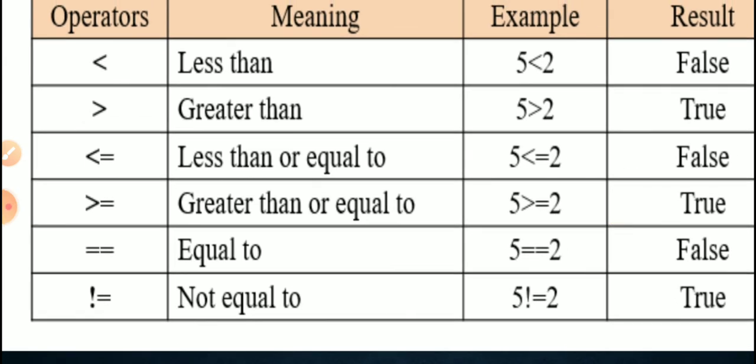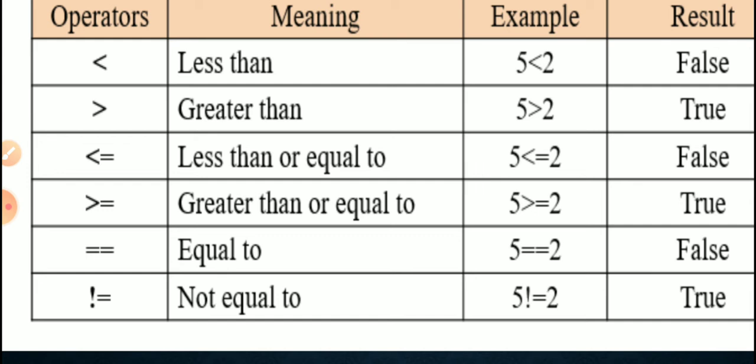Lesser than, 5 lesser than 2. 5 is lesser than 2 is the example given here. But actually 5 is not lesser than 2. It is greater than 2. So the result will be false. Next, greater than operator. 5 greater than 2. Yes, 5 is greater than 2. So the result will be true.